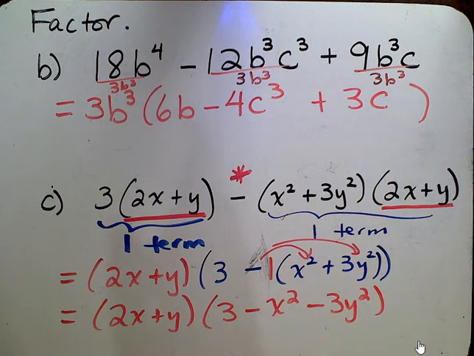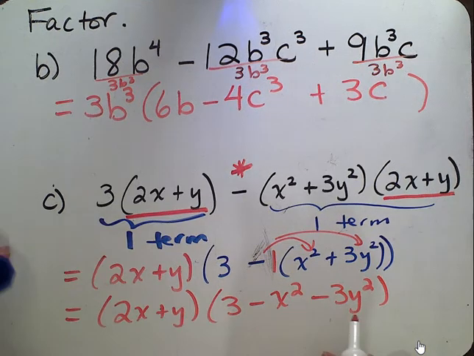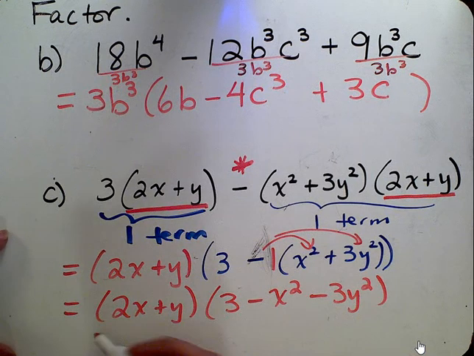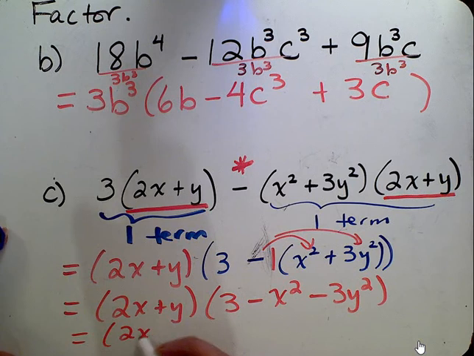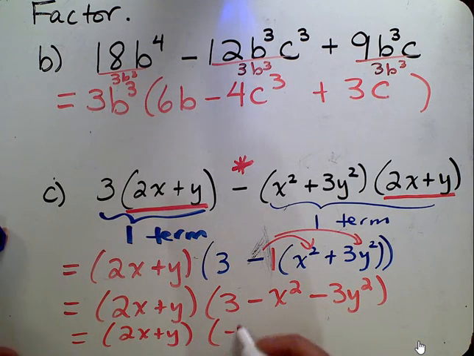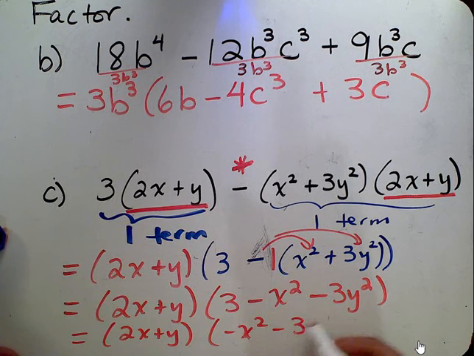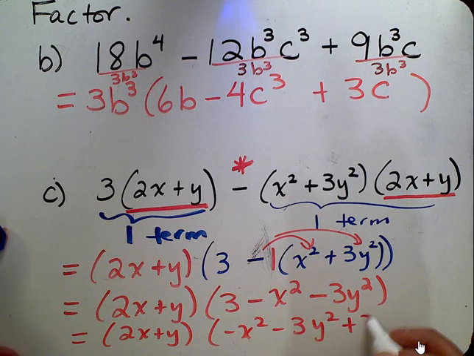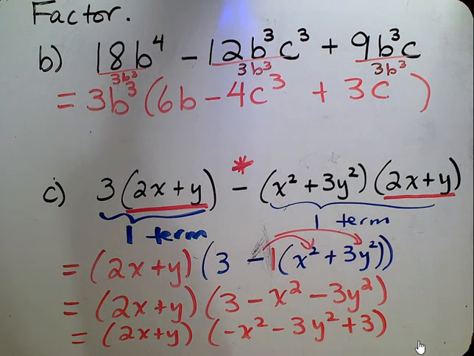Now, to some of you, this might look funny, because of the order of the terms. So I can switch the order of the terms to get 2x plus y times negative x squared minus 3y squared plus 3. Once again, some of you might think that looks funny because my leading coefficient is a negative number. So in this class, I would not take off marks for you leaving your answer like that. However, you might have a teacher who's more particular in the future and doesn't like this format.